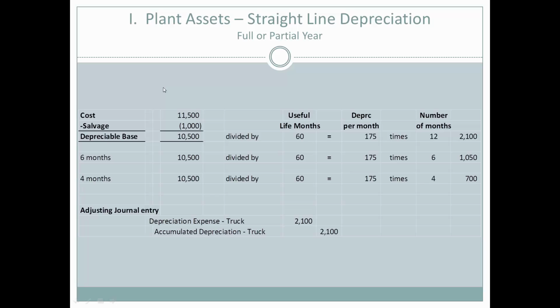Again, always either write out or count out the number of months. Some people will hear or read that an asset was placed into service on June 1st and assume that that's 6 months, but it's not. It's 7 months. So always be careful in counting out the number of months the asset was placed in service in relationship to the financial statement date. So the adjusting journal entry, we know this already, right? For a full year, depreciation expense, accumulated depreciation, $2,100.